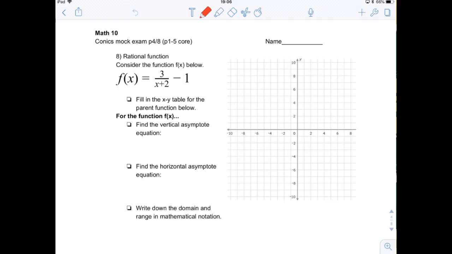Okay, I'm going to go through the 2 or 3 problems that are on the exam this year that weren't on the exam last year due to us not doing the project that was done last year. So number 8 is a rational functions graphing problem.